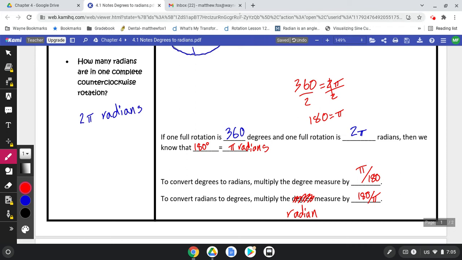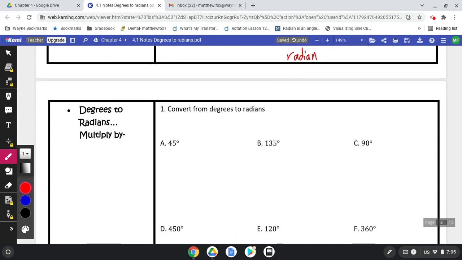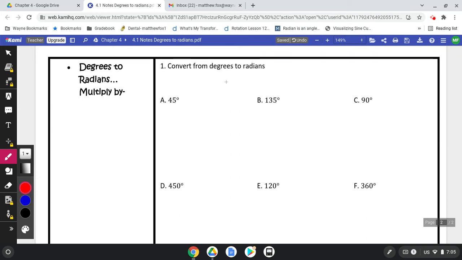So if we look here on the back, if our job is to convert from degrees to radians, remember all we have to do is multiply by pi and divide by 180. The nice thing is that the 180 degrees will cancel with our degrees, and we'll be left with just radians as our answer. So we do not have to write radians every time, but 45 times pi divided by 180. Remember, when you multiply, you go straight across. Technically, 45 is over 1, so 45 pi is what we'd get on top. 1 times 180 is 180.